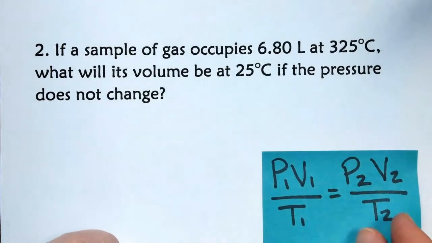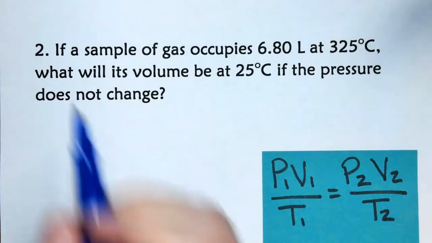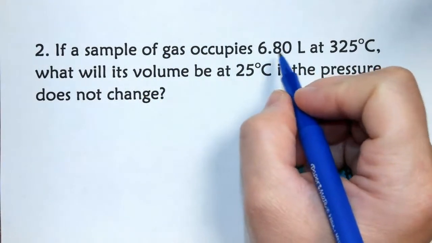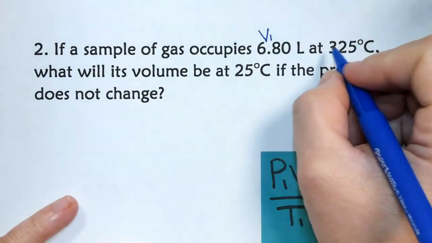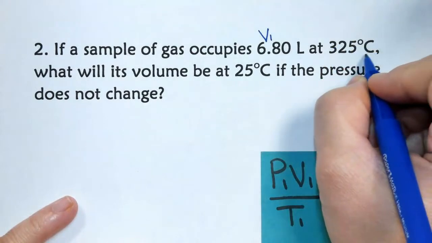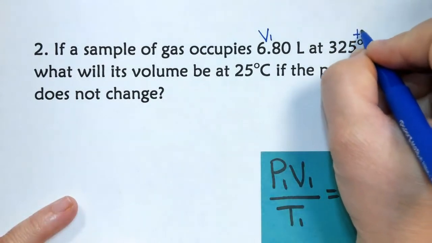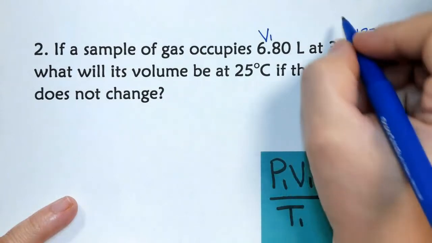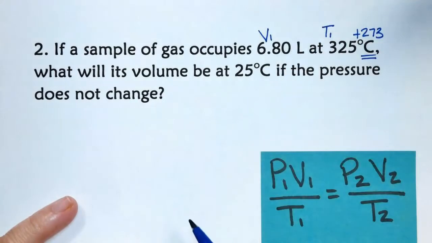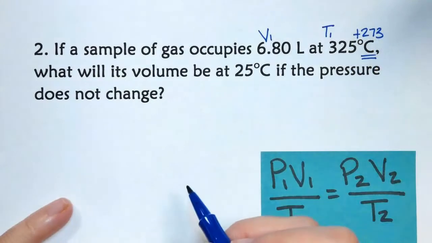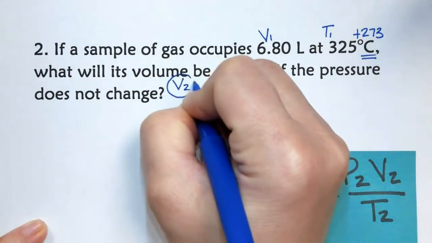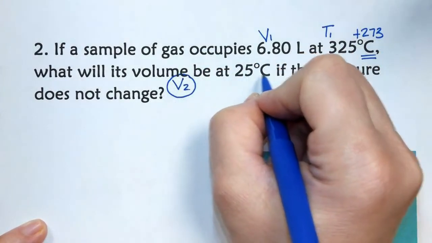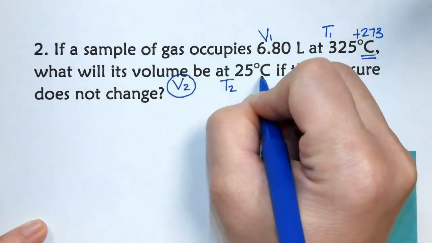Sample problem number 2. Again, here is our equation. And as we read the problem, let's label the variables. If a sample of gas occupies 6.80 liters, that's the first volume I've come to, that's V1. At 325 degrees Celsius. Oh, when you see Celsius, you add 273. This is our first temperature, so we'll call that T1. So it's 325 plus 273 is my T1. What will its volume be? So what is my second volume? And then this is my second temperature, T2. You see how it's in Celsius?